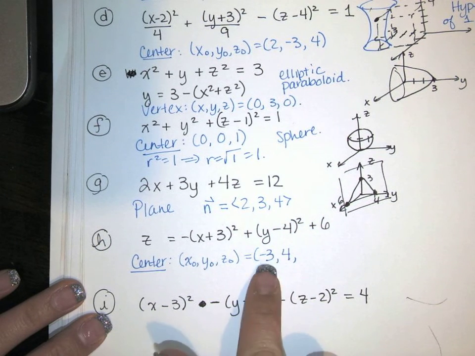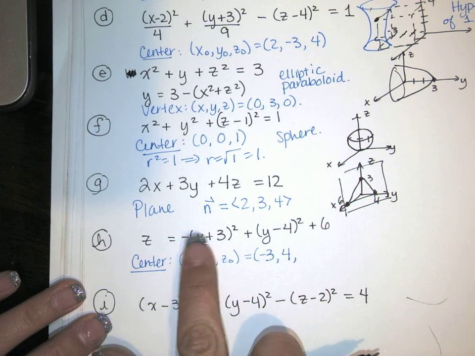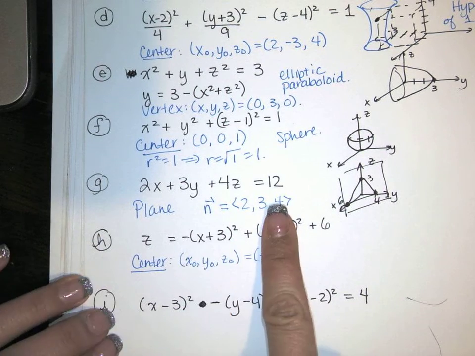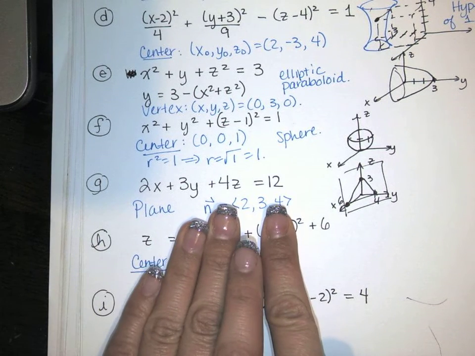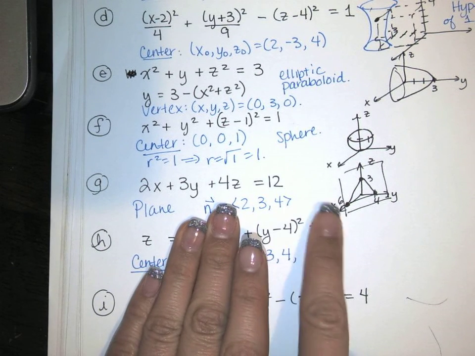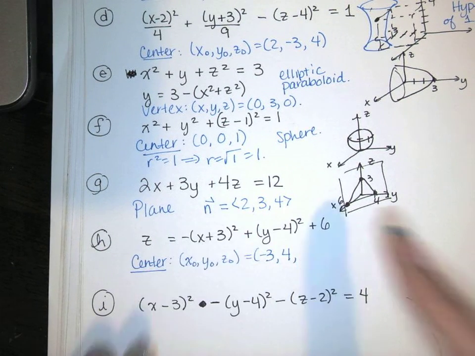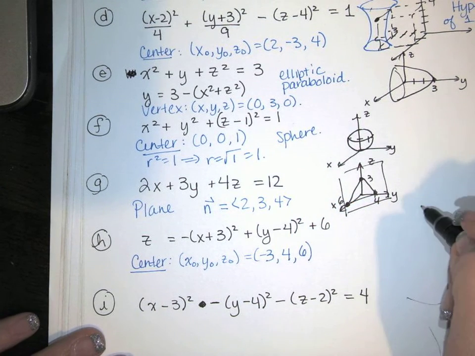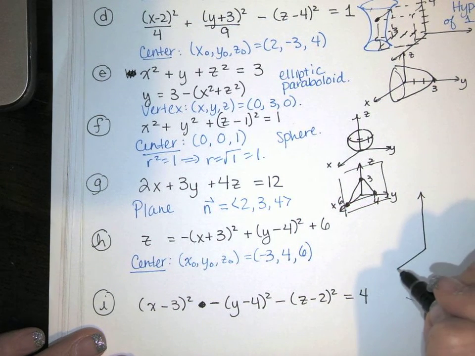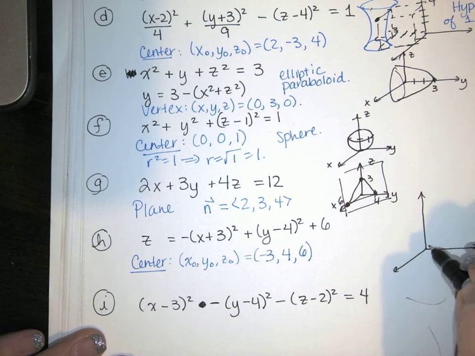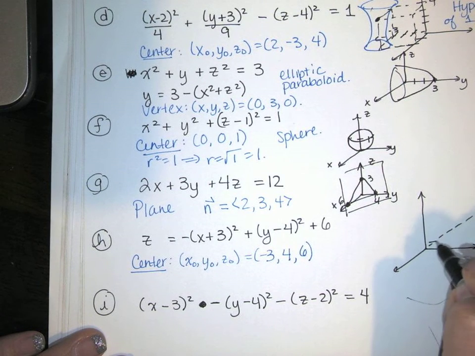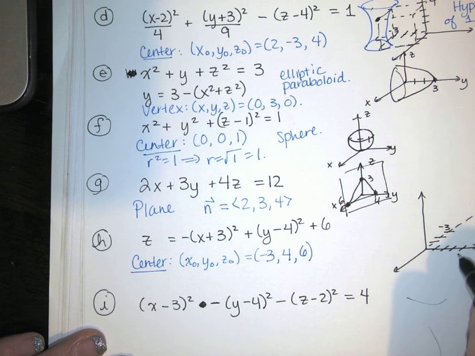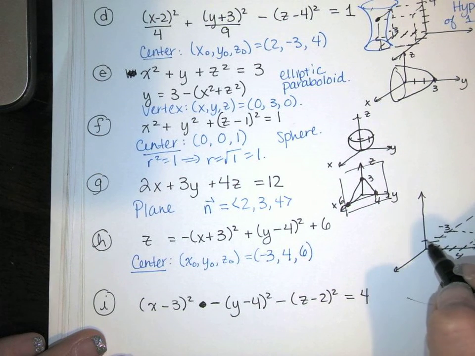Now I imagine plugging these x and y values in here. So that's 0 and that's 0. When those are 0, I solve for z and I get z equals 6. So that's the center point. So we're going backwards 3 units in the x direction, 4 units in the y direction, and up 6.